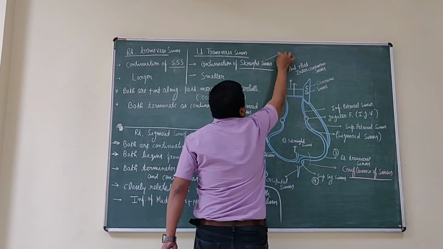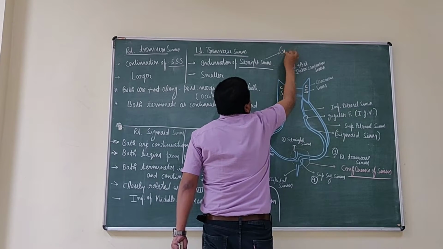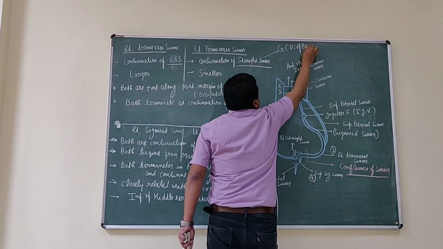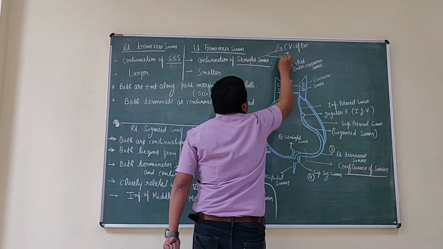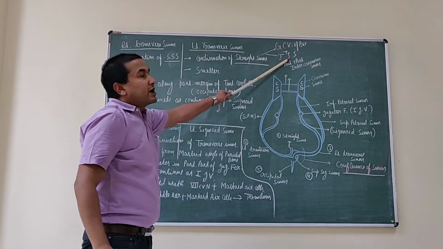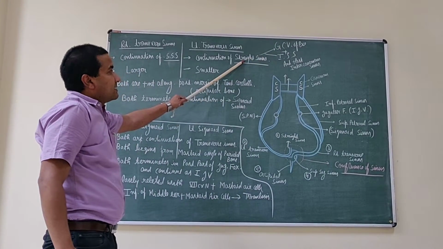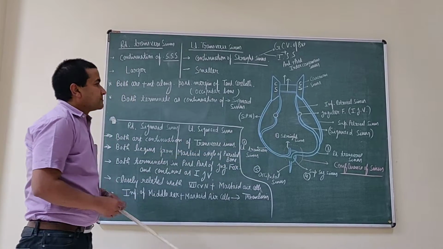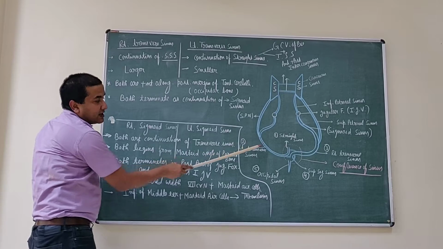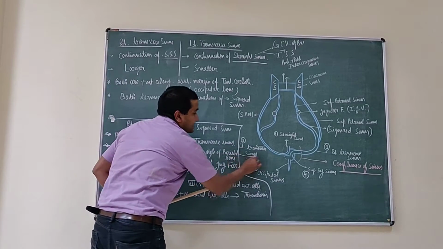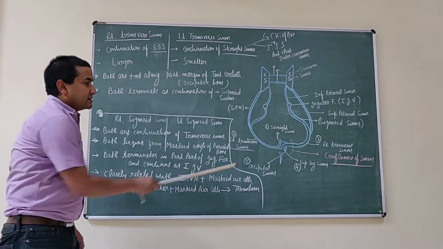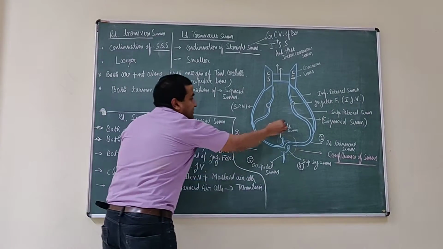This straight sinus is formed by the union of the great cerebral vein of the brain plus the inferior sagittal sinus. These two structures unite to form the straight sinus. In this diagram, this is the left side, this is the left transverse sinus, and this is the right transverse sinus. This is the straight sinus.